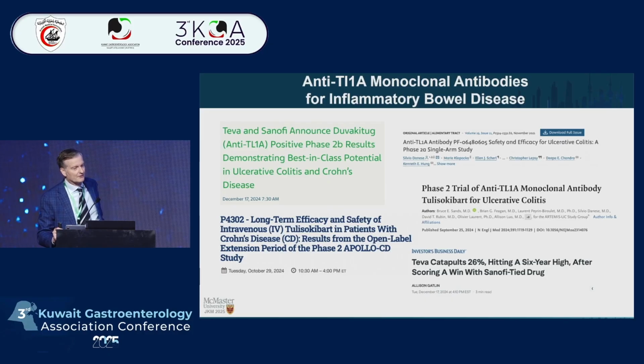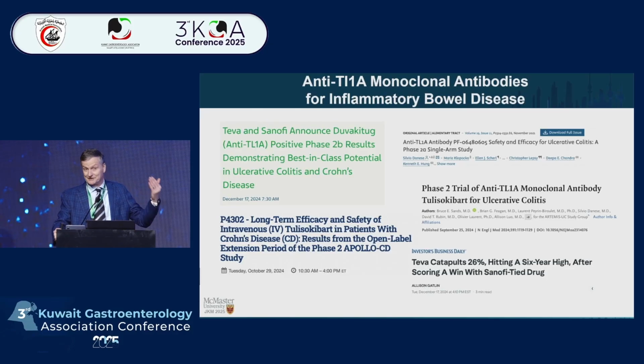Those of you going to ECCO in a few weeks will see the additional data reported from duvakitug. I'm still not sure how to pronounce that, but the phase 2 clinical data in both Crohn's disease and UC are being presented at ECCO, and I think there's going to be some very targeted study of stricture formation with this class of therapy.